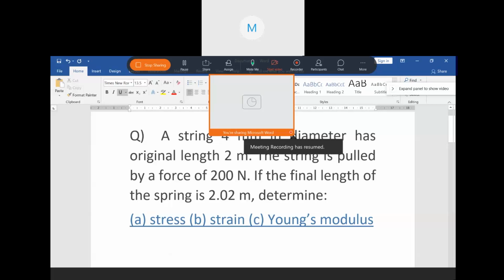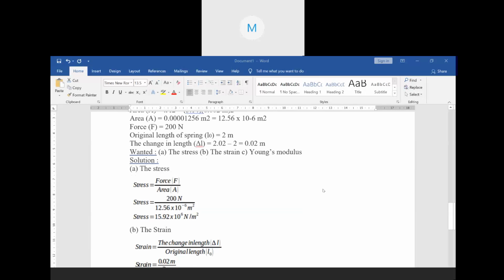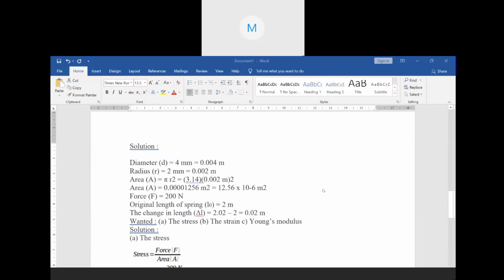Okay, so now look at the answers. Here, the diameter is given in mm, so we have to convert this into meter. I've received answers from only 1, 2, 3, 4, 5. Only 5 people have given me the answer. So what about others? Okay, let's see.